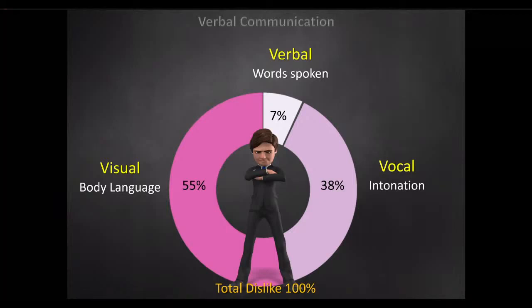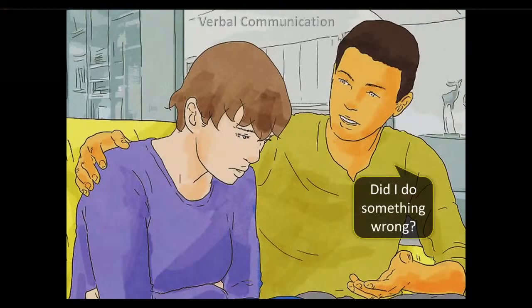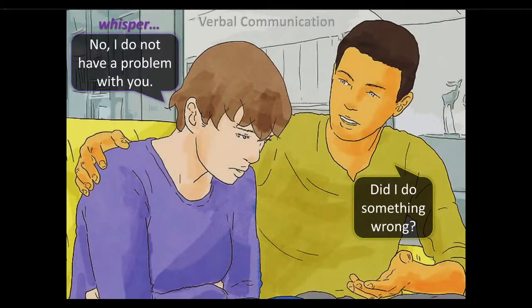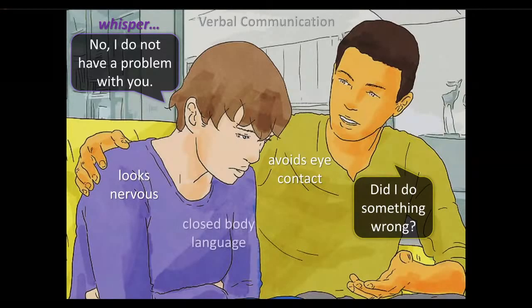So let us see examples of how these 3 elements express themselves. For example, here you have a verbal word spoken. Okay? So, vocal. The whisper conveys a lack of confidence, uncertainty, or even fear. How about the visual? The person here avoids eye contact, looks nervous, and she has a closed body language, etc. What a person says can be more powerful and convincing because of non-verbal actions. But if the verbal and non-verbal actions do not agree with one another, like in this case, people will unconsciously focus more on the non-verbal signals because these dominate.